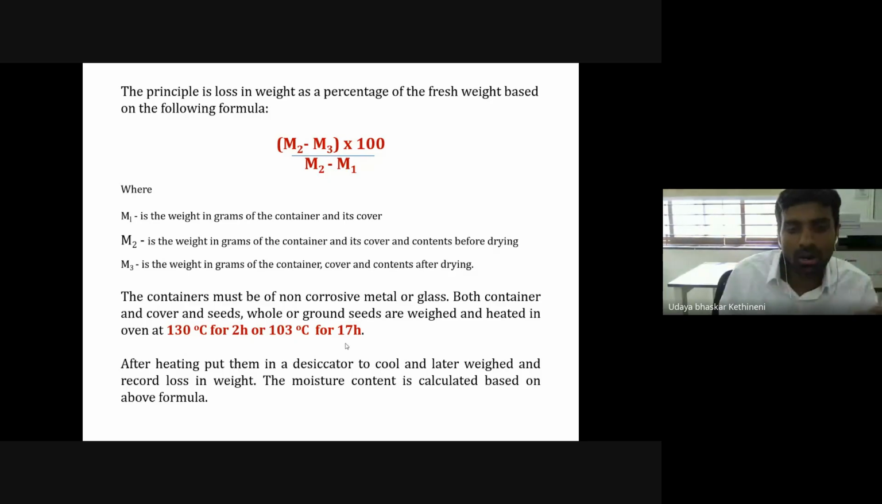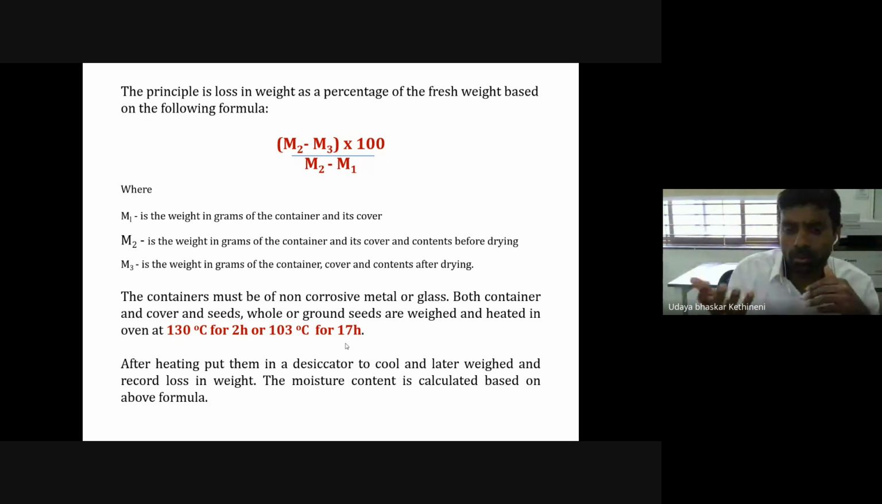Just before proceeding for a particular test, first we have to see, for this particular crop species, how to proceed. If moisture content is more than 16%, how the pre-drying has to be done, what methodology has to be followed, whether grinding is required or not. Whether grinding is required means whether it is coarse or fine. Then which method has to be followed. All these things are there in the rules.